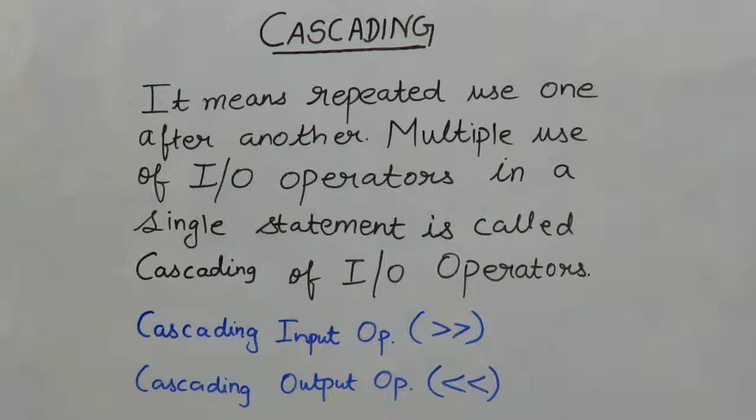Suppose you have written a cout statement, you write the output operator with cout. If we use the output operator more than once in a single cout statement, say 2 or 3 times, then it is said to have cascading of the output operator. And if in a single cin statement we have used the input operator 2 or 3 times, that is, more than one time, then it is called cascading of the input operator. We will see its examples.